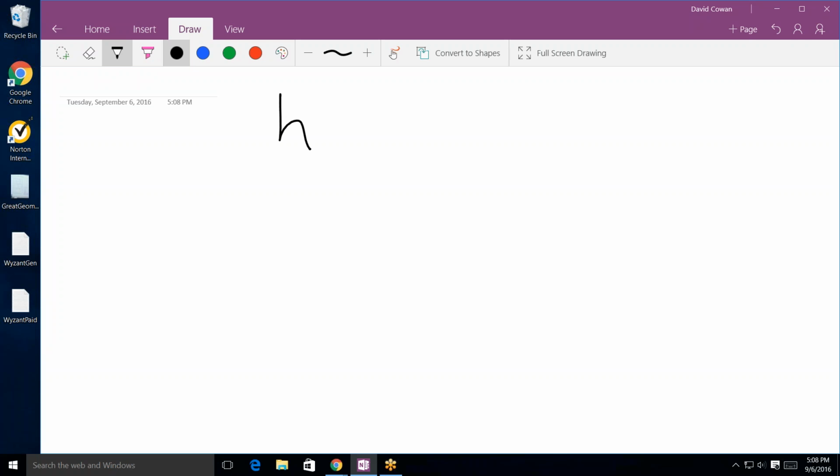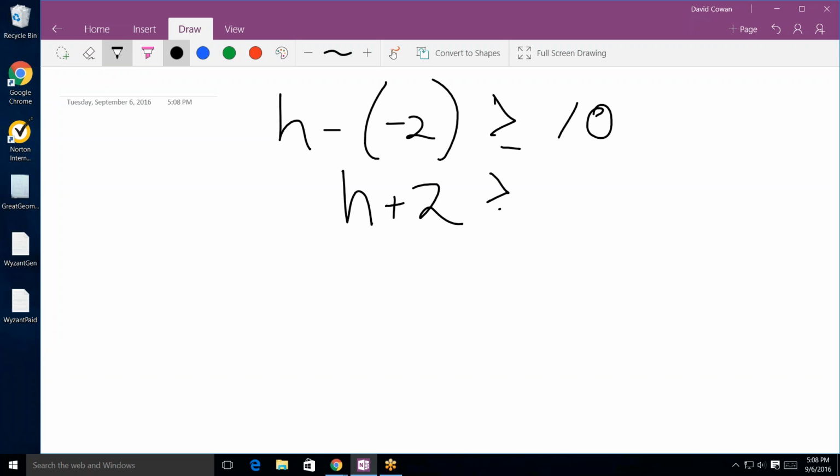h minus, in parentheses, -2 is greater than or equal to 10. Solve that. So it's going to be x times 2 is greater than or equal to 10. Hold on, there's no multiplication going on here unless I misheard you. You said h minus a -2, right? So it's h plus 2. Don't confuse addition and subtraction with multiplication and division. You just have to always keep those straight. So h is greater than or equal to 8.